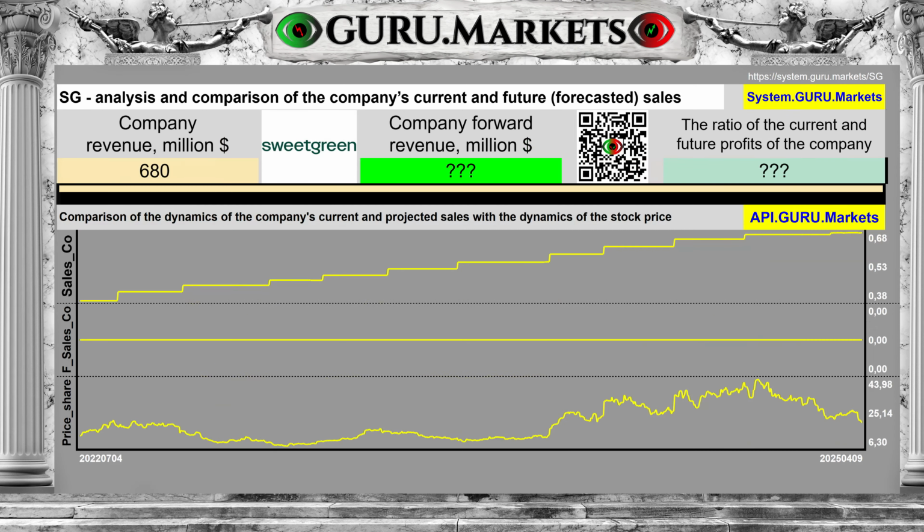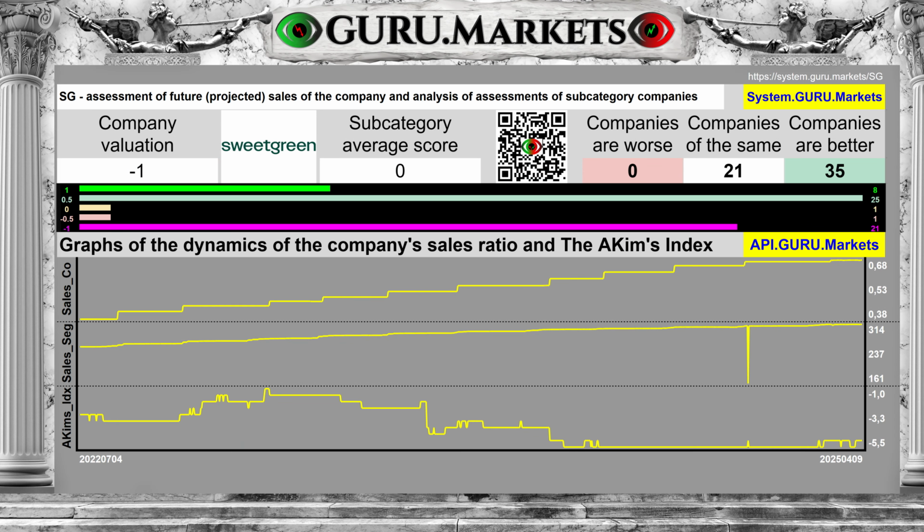Revenue for the last 12 months was $680 million. Forward revenue for the next 12 months is unknown, which is extremely bad for the company's prospects. Assessment of the estimated future revenue in comparison with the indicators of companies in the subcategory, bad, -1 point.